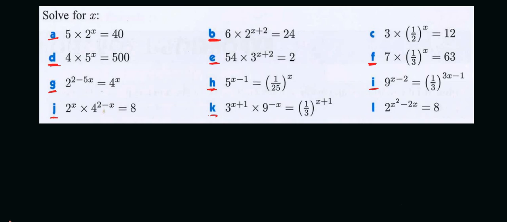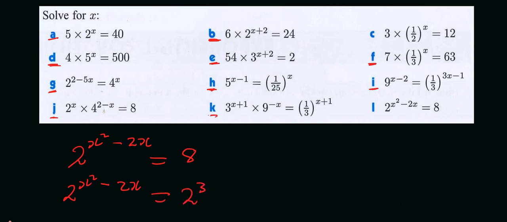All right, so finally we have 2 exponent x squared minus 2x equal 8. So now we have a base of 2 on the left side. So we are going to change the right side to a base of 2 to exponent of 3. So this will become 2 exponent x squared minus 2x is equal to 2 exponent 3.